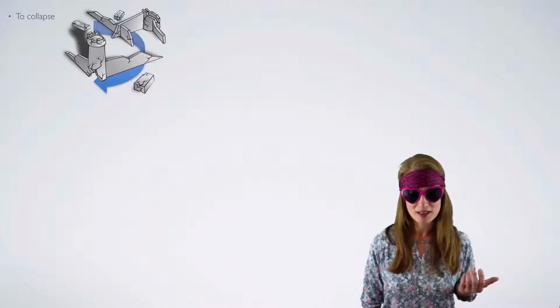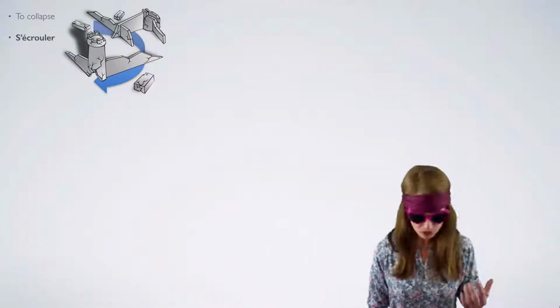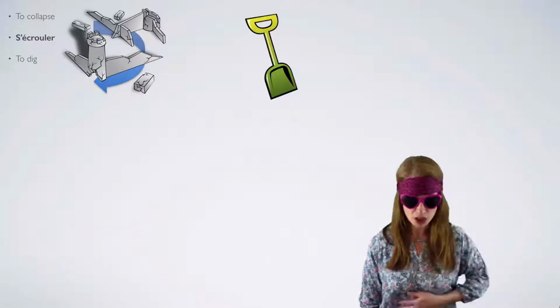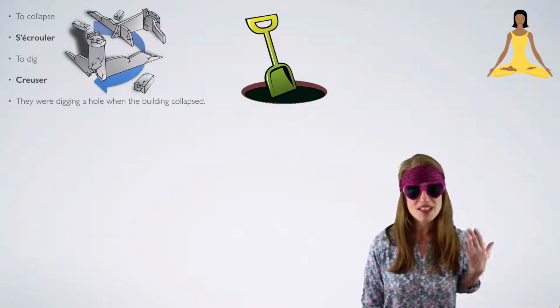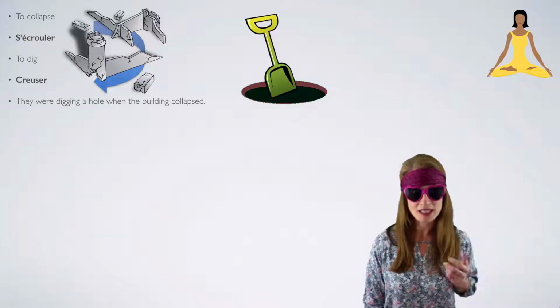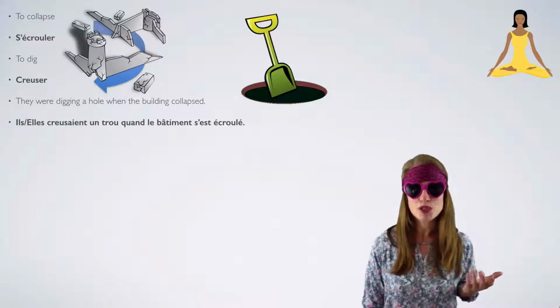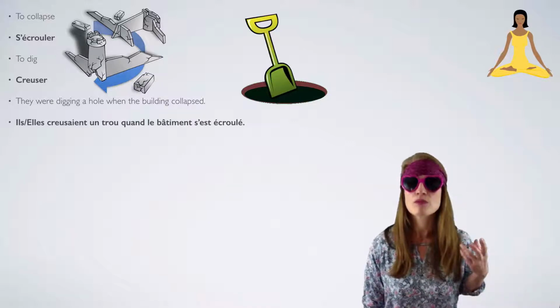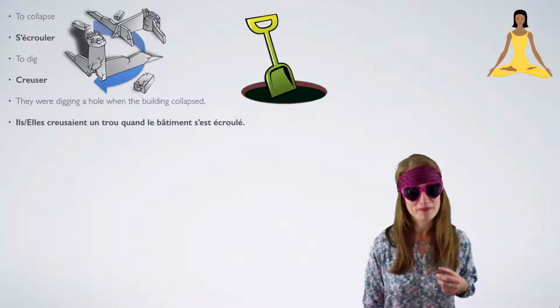To collapse on oneself: s'écrouler, crumble. To dig: j'ai un petit creux, creuser. They were digging a hole when the building collapsed: il ou elle creusait un trou quand le bâtiment s'est écroulé. Pronominal verbs use être as their auxiliary.